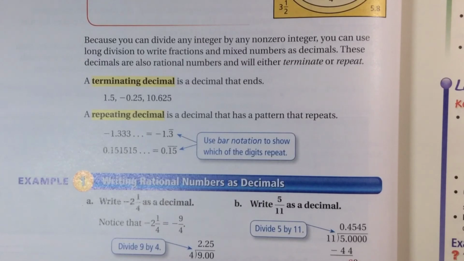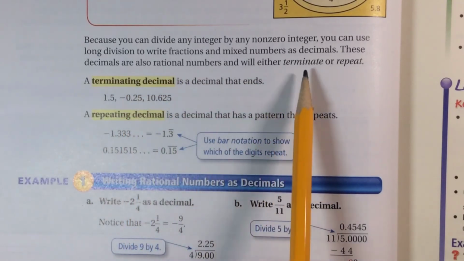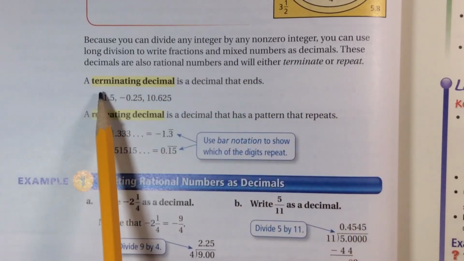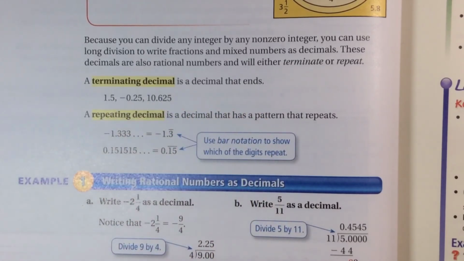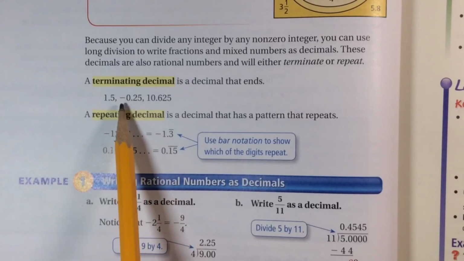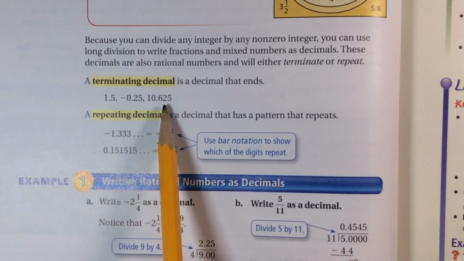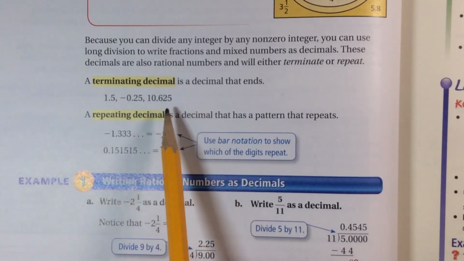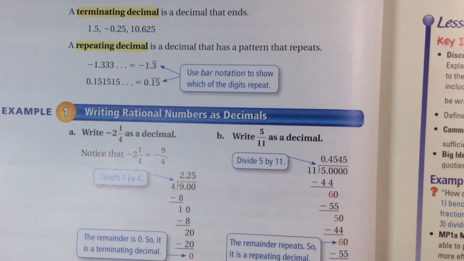By dividing, you can use division, top divided by bottom. These decimals are also rational numbers and will either terminate or repeat. So a terminating decimal is a decimal that ends. 1.5 is a terminating decimal because it stops right after the 5. Negative 25 hundredths, or negative 0.25, terminates because it stops. 10 and 625 thousandths stops.